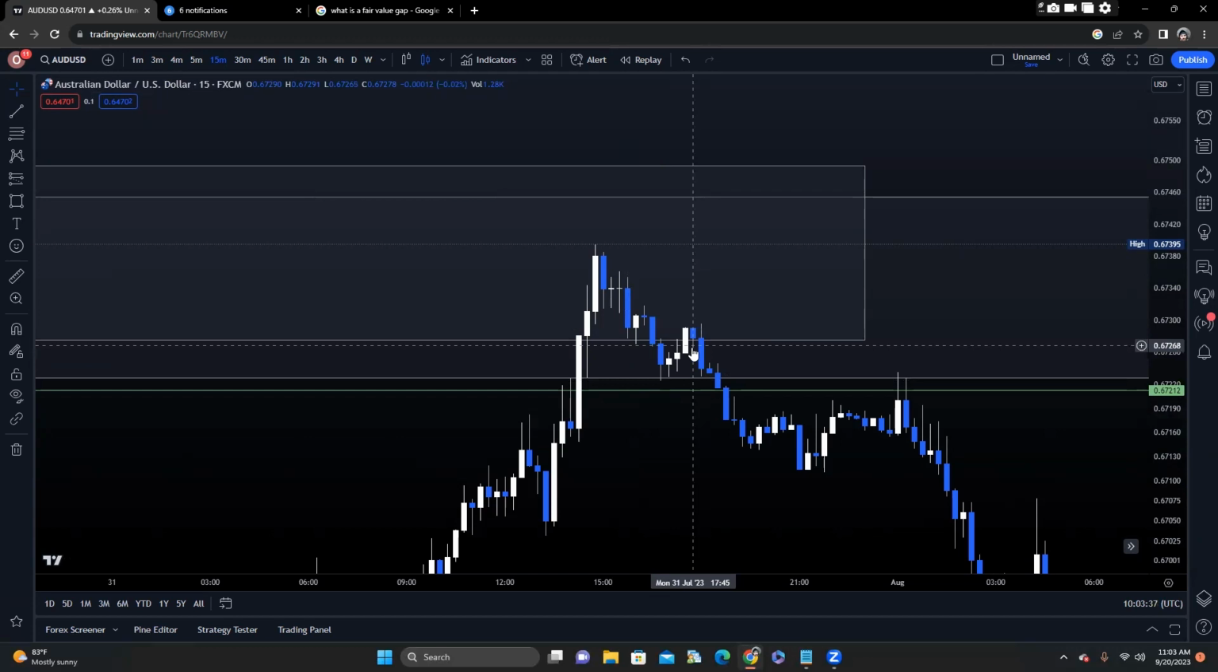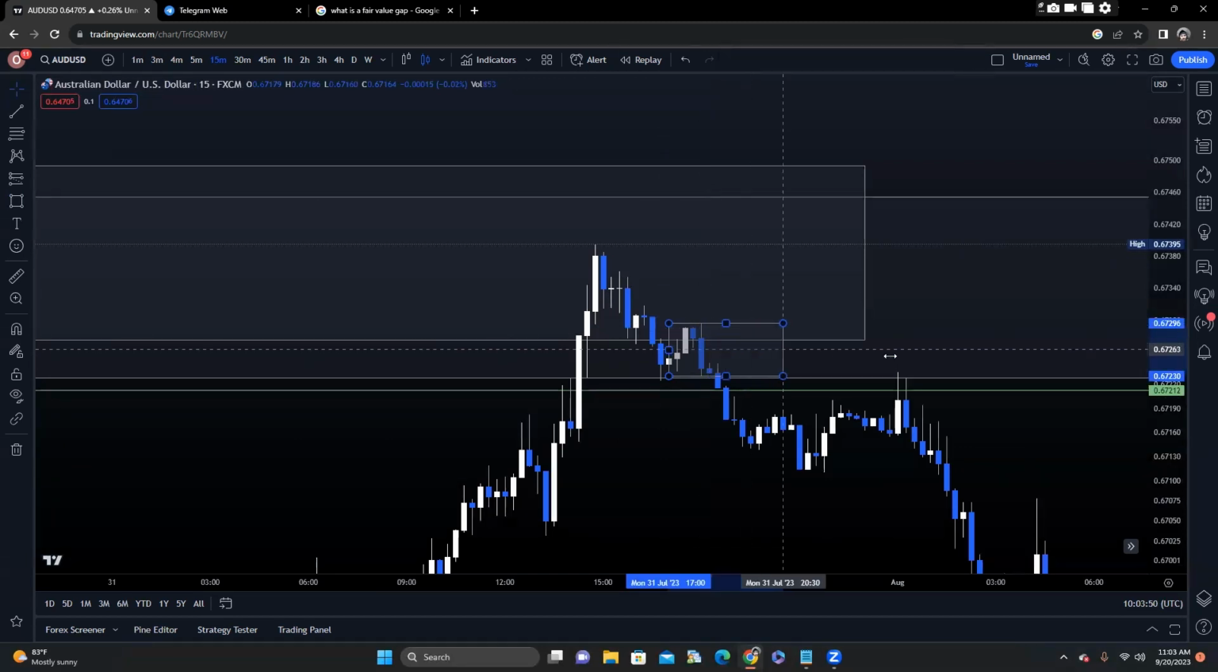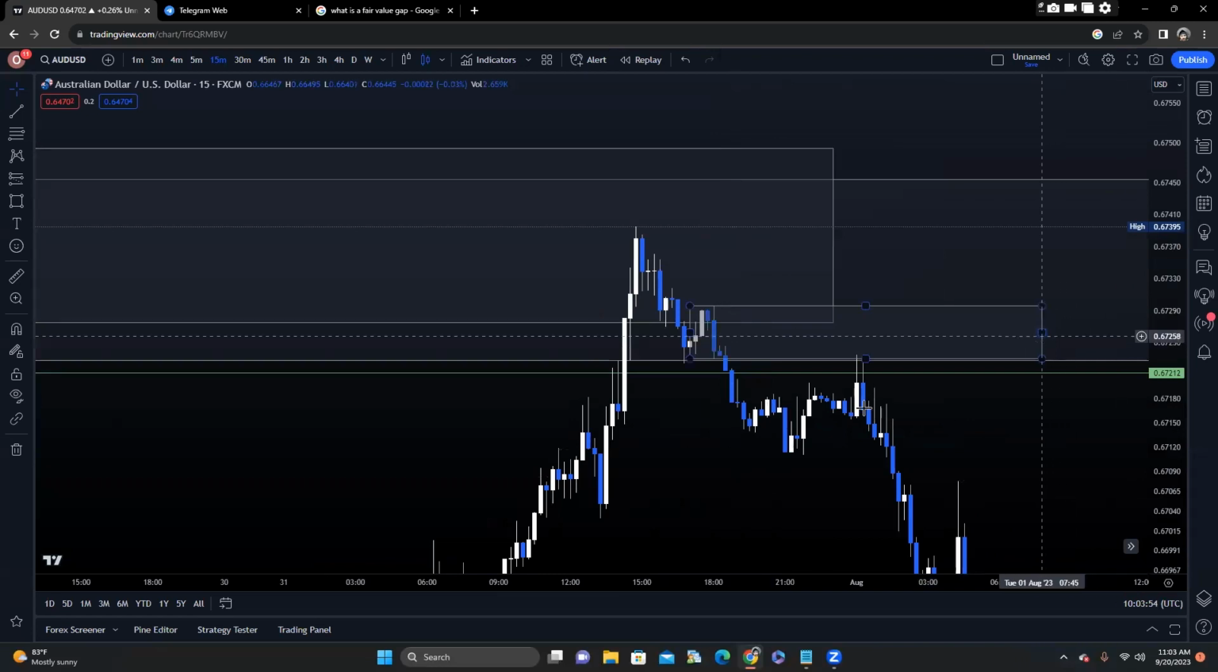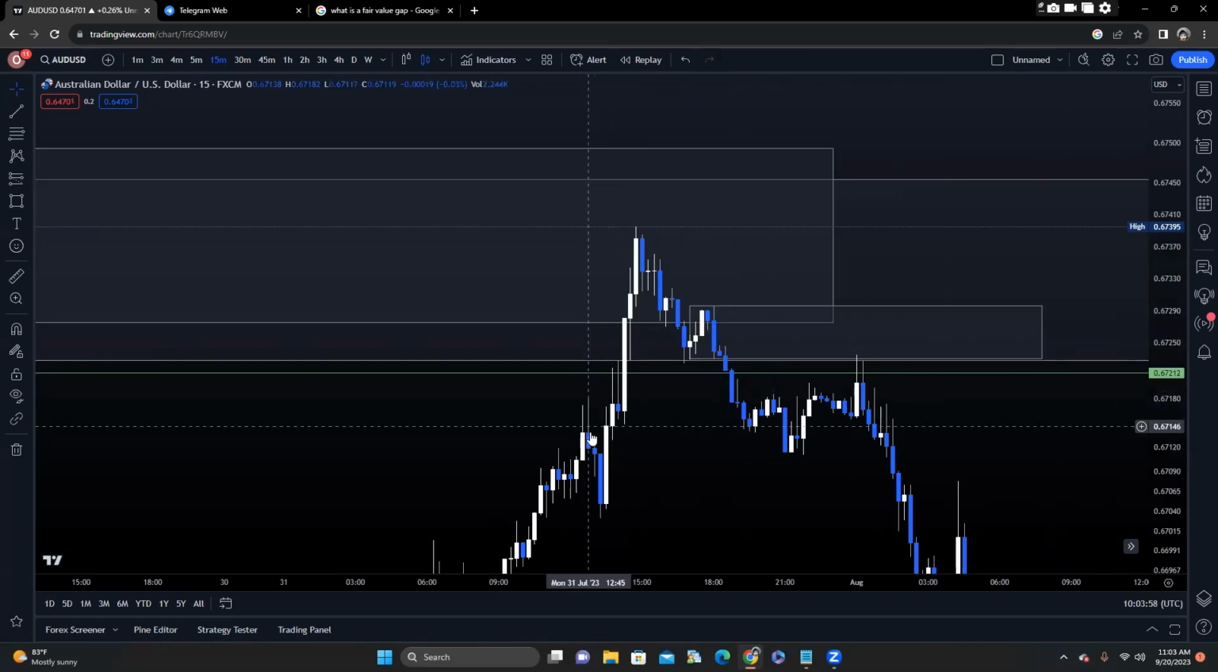Why? Because we have a fair value gap resting here and here, right? So if we're to draw another order block here, we'll draw it from this level here all the way to this top. And then this is just for extra confluences. Most people just set their sell orders here, and immediately market moves into it, they are selling.